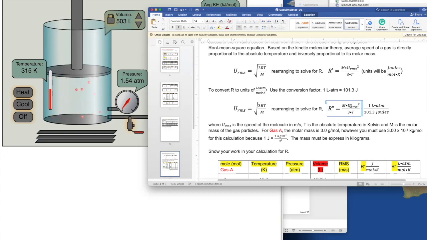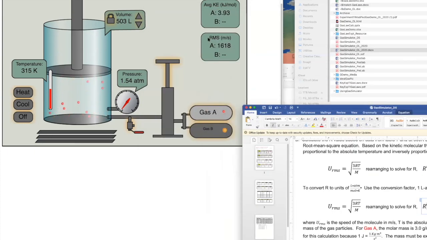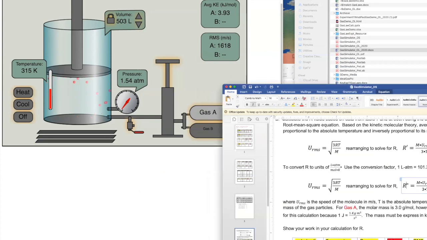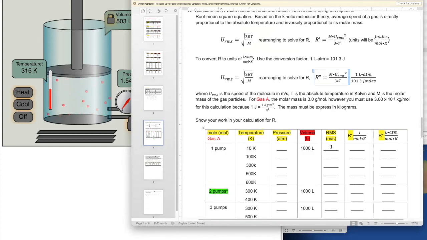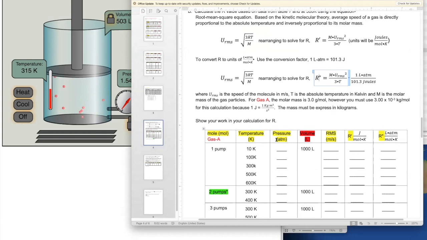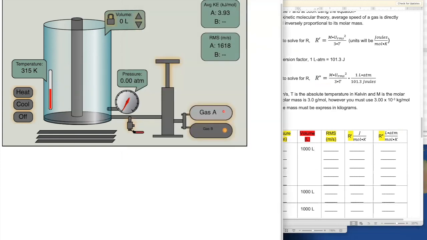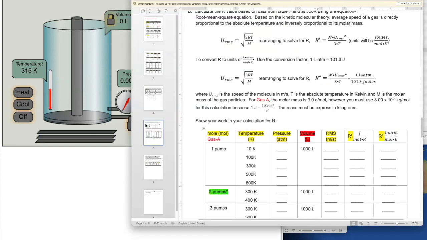How do we get the root mean squared value? It's right here. RMS 1618 is what you would use, and that's what you would be recording in this graph right here. So what are we going to do to generate this graph? We're going to basically do one pump. We're going to set the temperature and fix the volume at 1000. The way you do that is we're going to exhaust all the things. We're going to use gas A. I think we're using gas A for this.